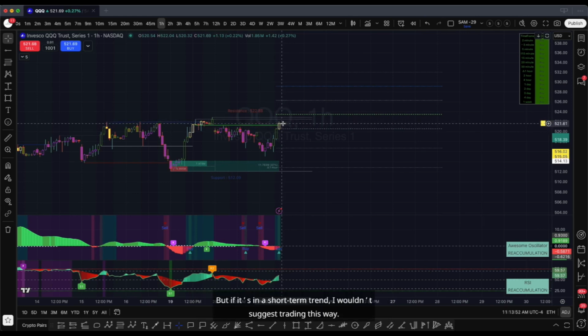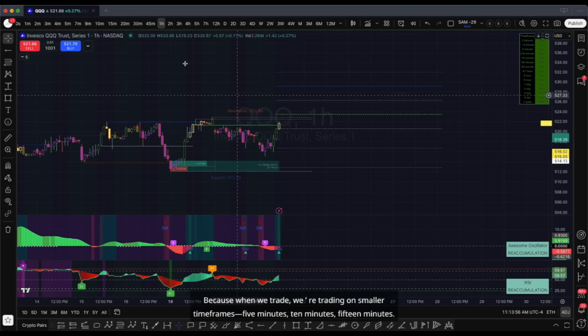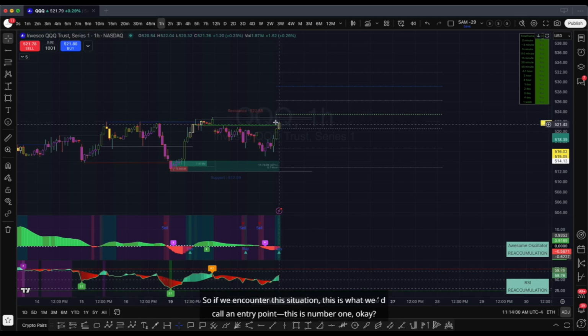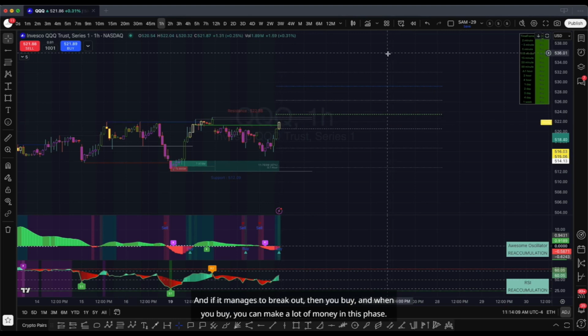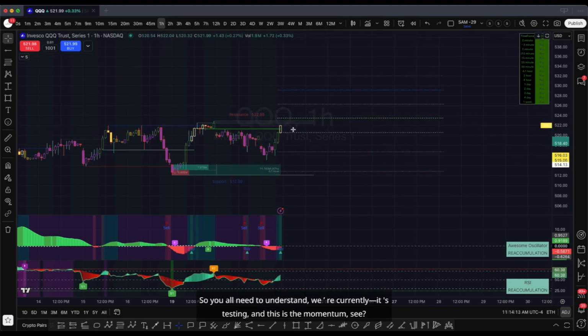But if it's in a short-term trend, I wouldn't suggest trading this way, because when we trade, we're trading on smaller time frames, 5 minutes, 10 minutes, 15 minutes. So if we encounter this situation, this is what we call an entry point. This is number 1, okay? And if it manages to break out, then you buy, and when you buy, you can make a lot of money in this phase. So you all need to understand we are currently testing, and this is the momentum.